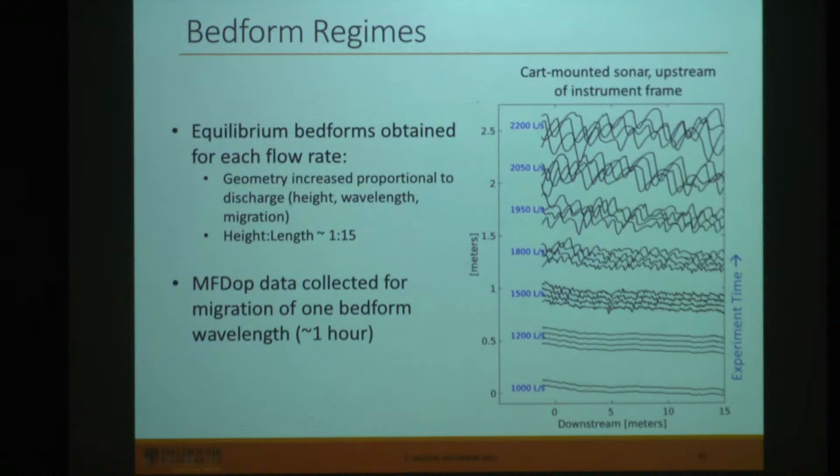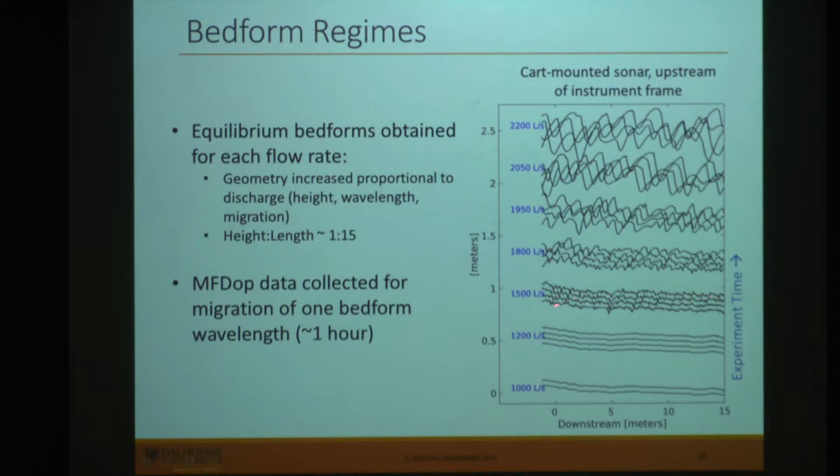The way we looked at the largest scale was to run the flume with different equilibrium bed states at different flow rates. So we started off by roughly flattening the bed, and then we ran a series of flow rates until we started to see bed forms developing. So these are results from the cart sonar, just upstream of the instrument frame over 15 meters, just scanning through the center of the flume along stream. You can see as we get to 1,500 liters per second flow, which I think was about 30 centimeters per second free stream velocity, that's when bed forms began to develop.